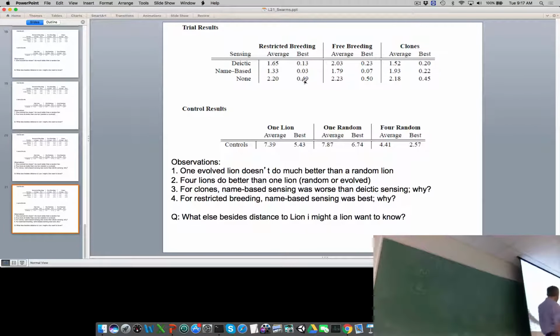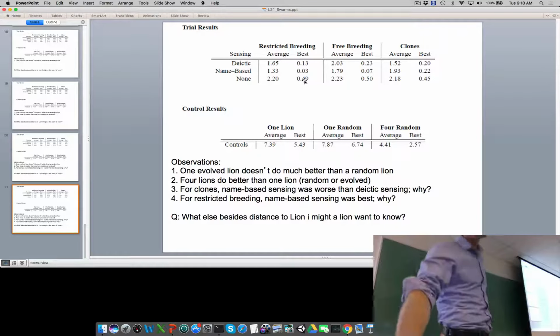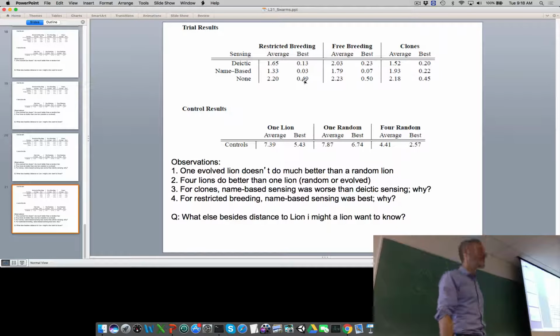Could we do even better? Could we come up with a 13th experiment in which we give even more information to the lions? If you were to continue this experiment, what else might help the lions here? Even in the case of restricted breeding and name-based sensing, what can the lions still not know in this situation? The size and shape of their environment? The size and shape of the environment. So yeah, we could make the environment more challenging and complex. We could put in other kinds of sensors. What else? What else might it be useful for the lions to do?